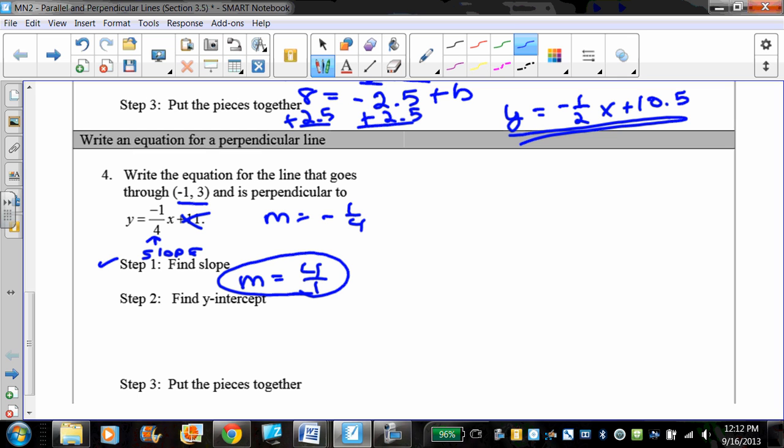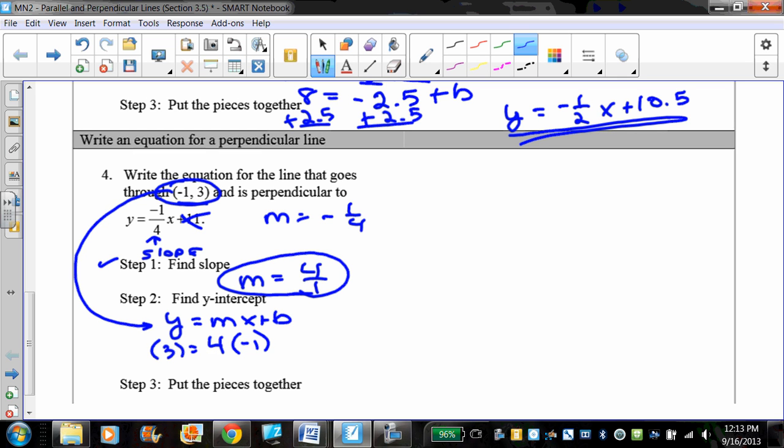The y-intercept, same as what we've been doing over and over now. I think you're starting to pick up on that. y equals mx plus b. Start with this slope-intercept form. We have the point up here that's given to us. That's going to be put in down here. So we put 3 in for y, our slope that we just found, and x is -1 from that point at the beginning of the problem. And we have 3 equals -4 plus b.